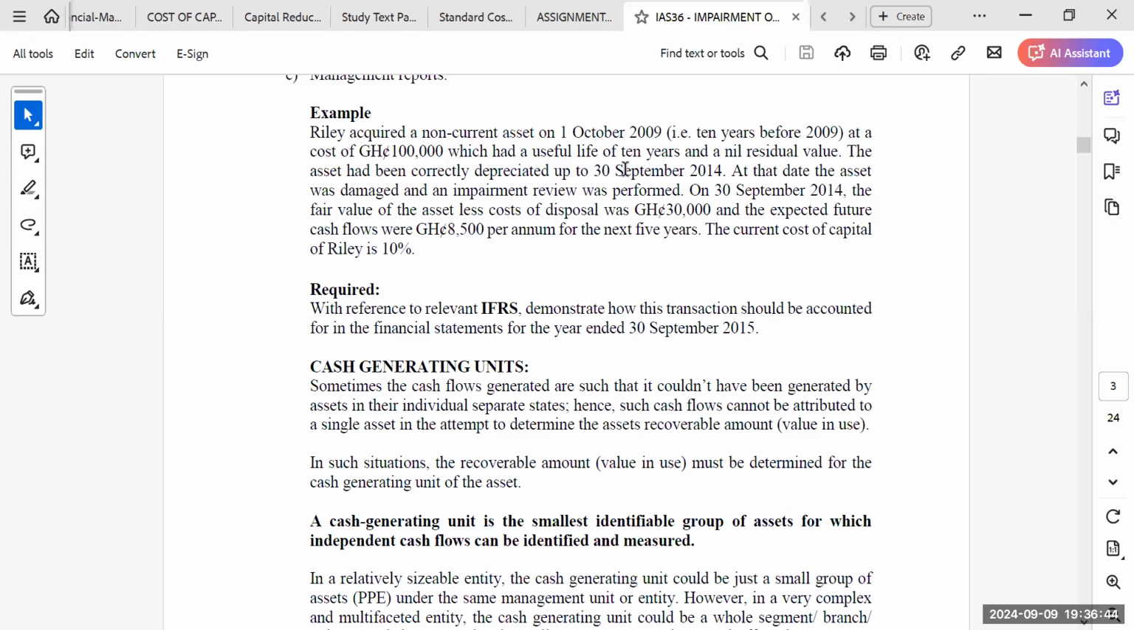The carrying amount of the asset at that date, which is the value of the asset in your books, and the amount that you are going to be recovering from the continual use or the sale of the asset. Then you now compare to see whether the asset has impaired. Okay, so let's come here.